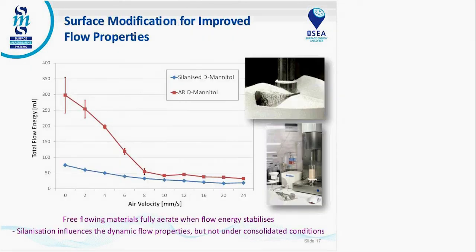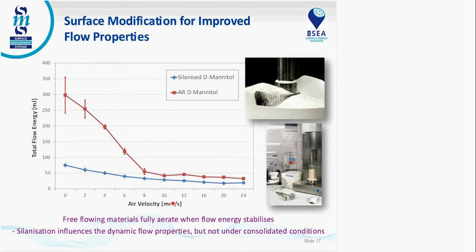We did some powder flow measurements using a Freeman Technologies FT4 powder rheometer, and what we have is the energy by air velocity. They flow air underneath the cell and then measure essentially the force required to turn this blade through the powder. With low air velocities, we can see a large difference. We can see here that the silanized mannitol requires very little energy to turn, whereas the as-received requires more energy. That means the powder is more cohesive.